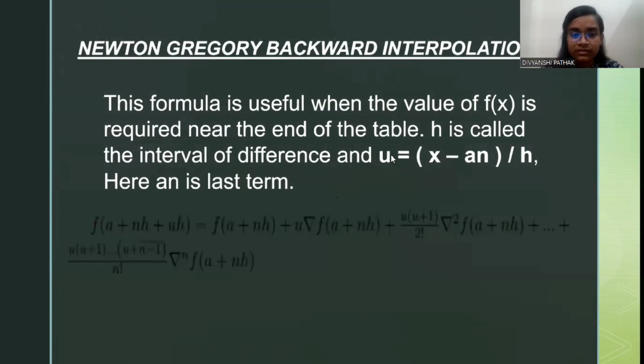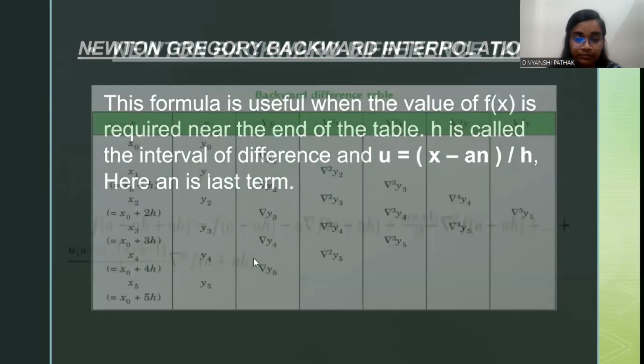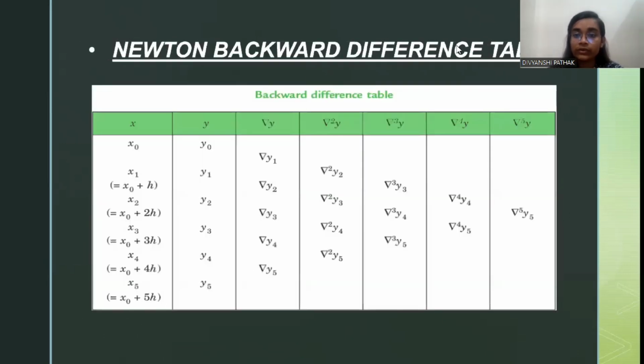हियर ऑल्सो h इज द इंटरवल ऑफ डिफरेंस and difference between the interval, and here en is the last term. So this is the formula for Newton backward interpolation. Here this sign is also known as nabla. We evaluate Newton-Gregory backward interpolation with the help of backward difference table. This is backward difference table.